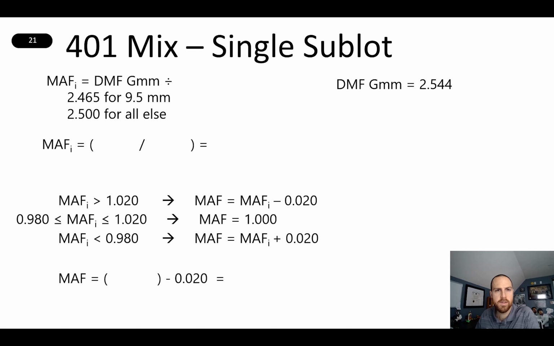It's using the DMF, GMM, and some constants in an equation, and you don't need to understand the math right now. It's not going to be on the exam, but it is calculated a certain way, and then based on that calculation, you determine the mixture adjustment factor. So for this example, let's just say the MAF turned out to be 1.012.